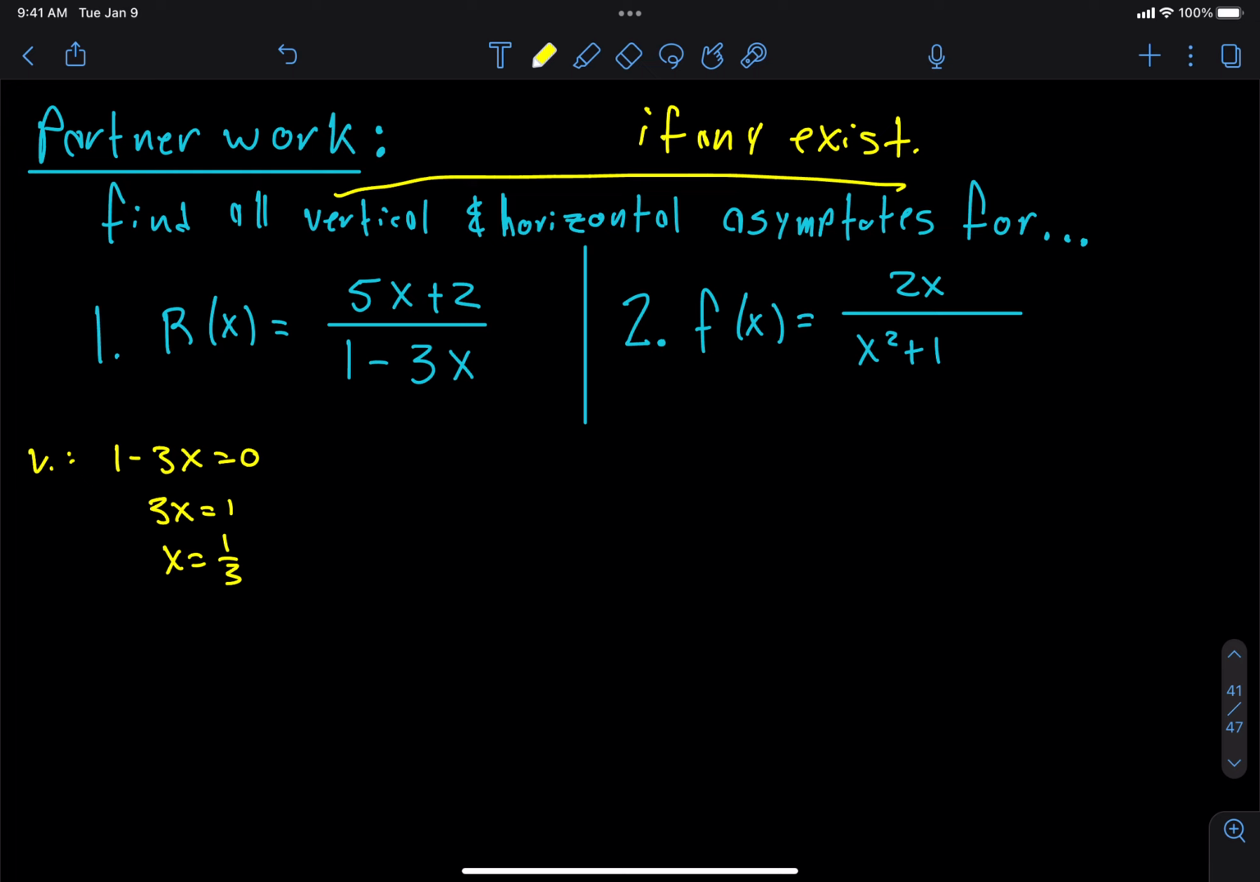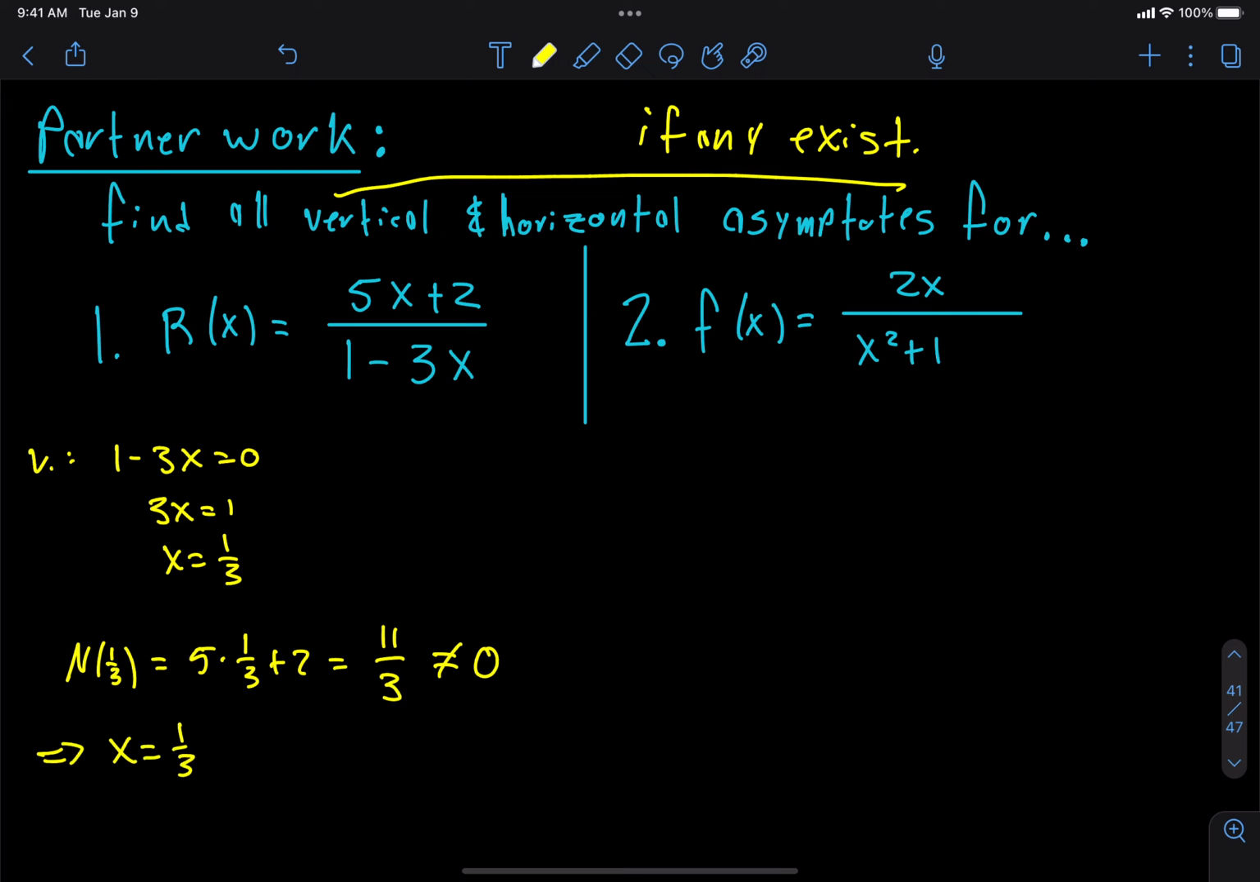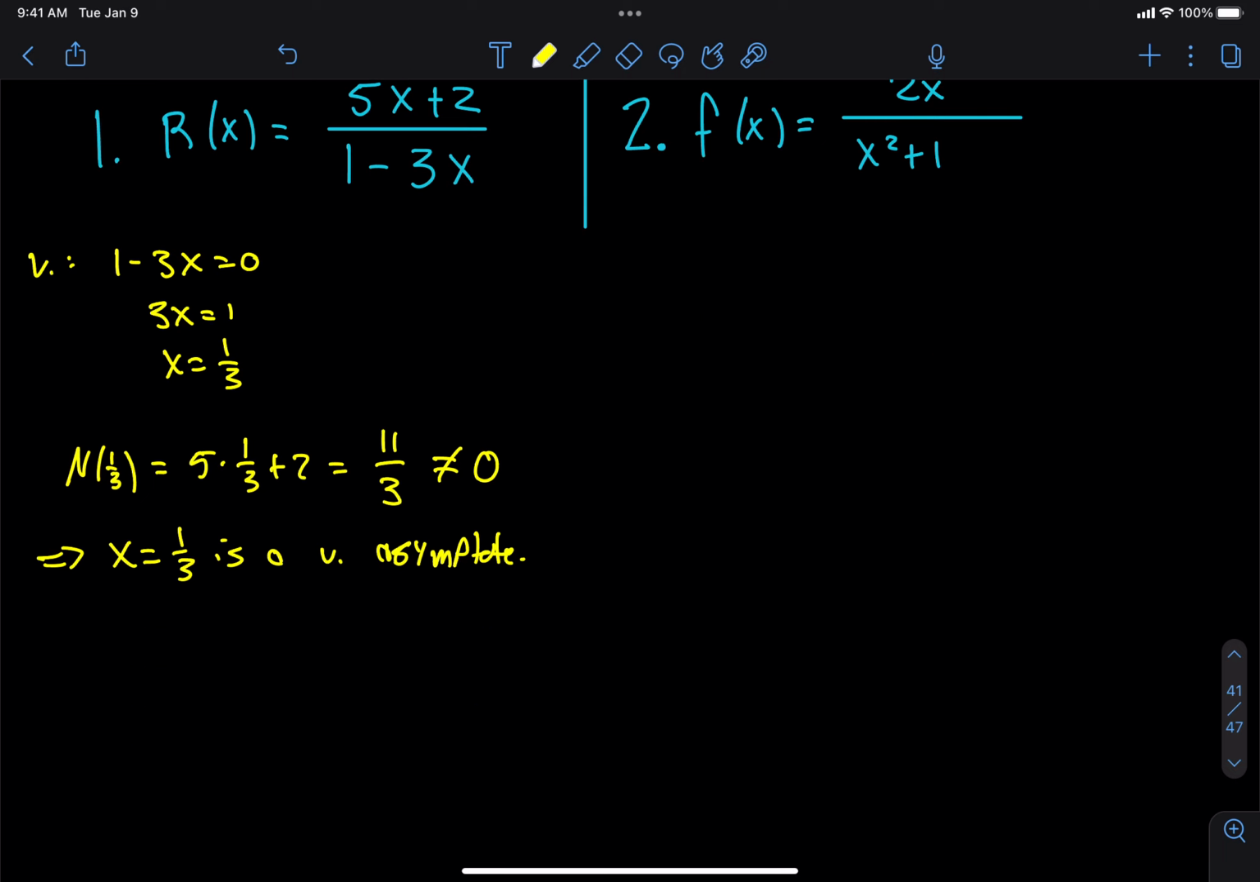No, we also need to check one other thing. What is that other thing we need to check? We need to check the top and make sure that even though 1/3 is a 0 of the denominator, it is not a 0 of the numerator. So n of 1/3, that's the numerator where we plug in 1/3, would be 5 times 1/3 plus 2, which would be 11/3, which is clearly not 0. Therefore, x equals 1/3 is a vertical asymptote. Great. Now, that's the vertical asymptotes, right? Because there's no other numbers which could make this 0.